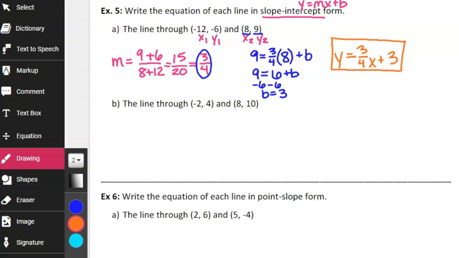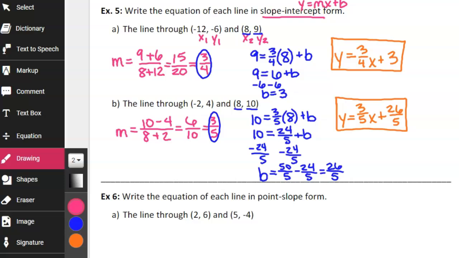Okay. Part B asks you for something pretty similar. I'd like for you to pause the video and try this one on your own. Check back for the answer after you've worked it out.